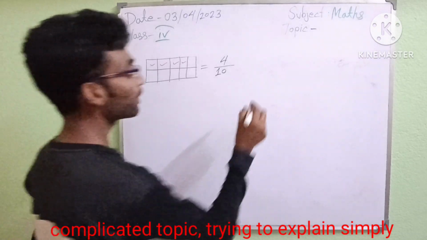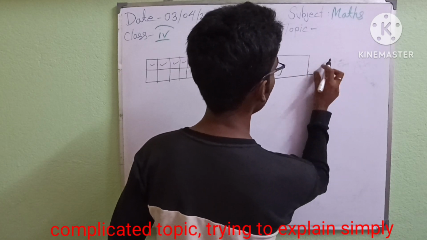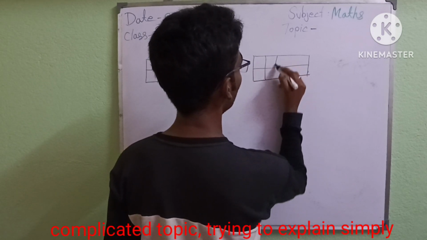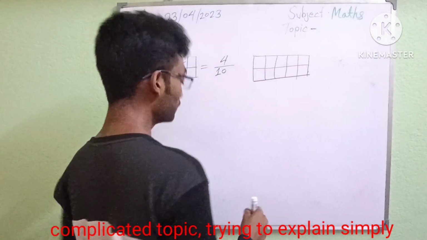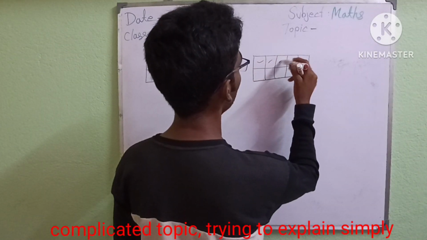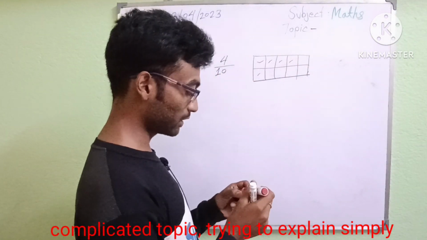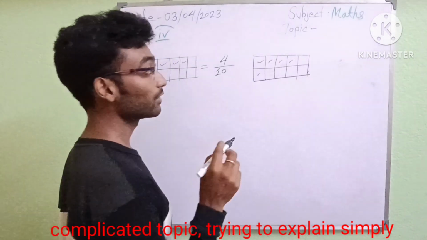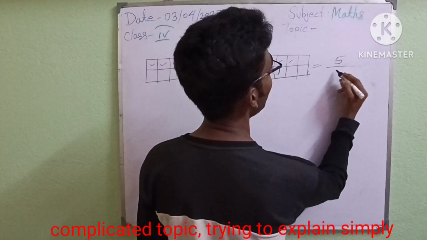Then, Rakesh, you tell me. Just think of it as a whole house, and we are dividing it into 5 equal parts. One, 2, 3, 4, 5. Now, just think, these 5 rooms have been colored completely. Now, how will we write it? Just tell me. Good. 5 by 10.